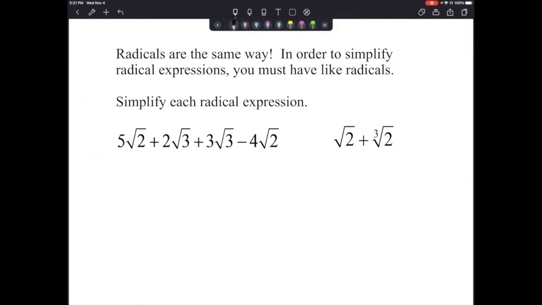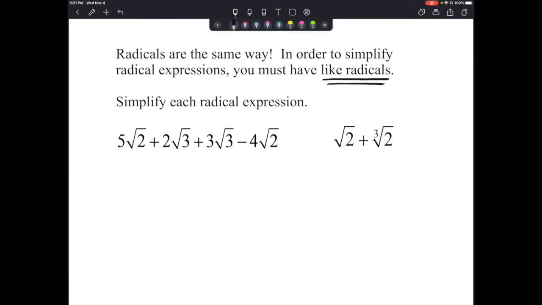Radicals are the same way. In order to simplify radical expressions, you must have like radicals. That means we're talking about radicals that have the same root values. Down below we have some examples.